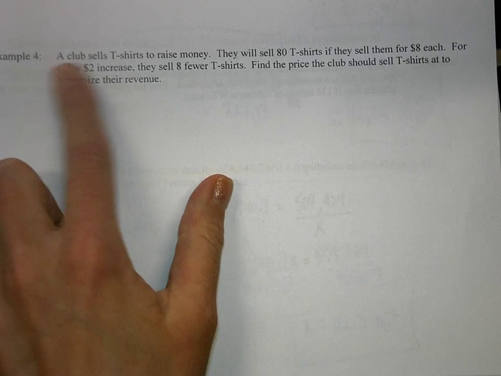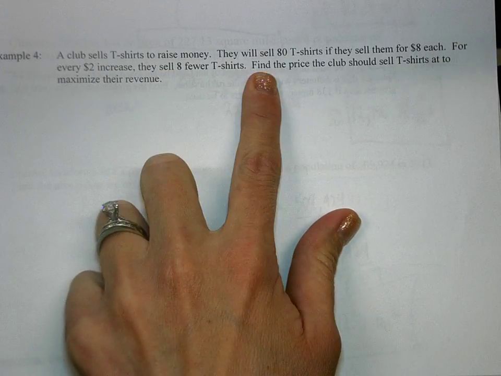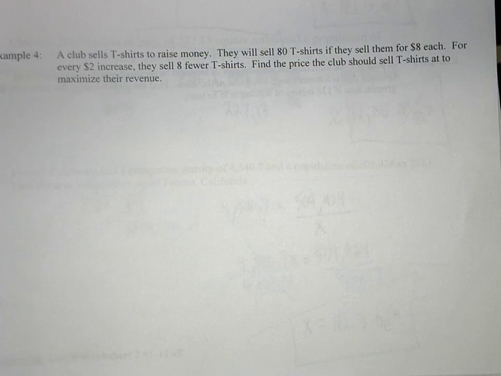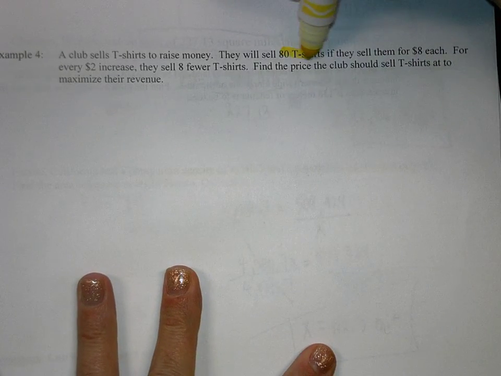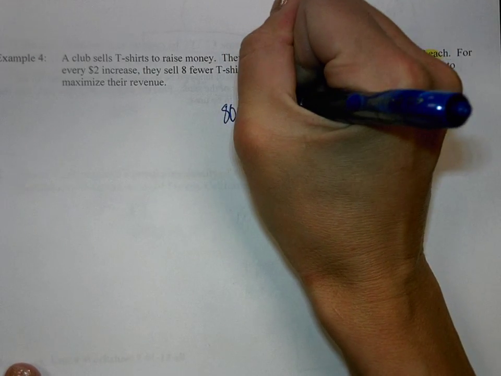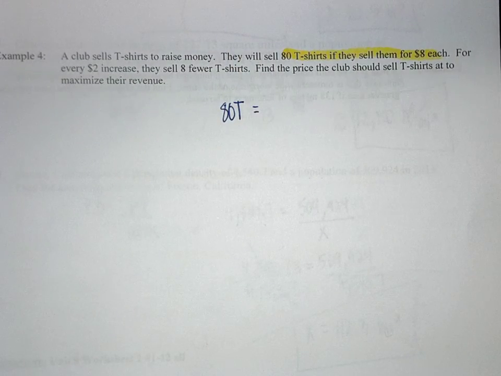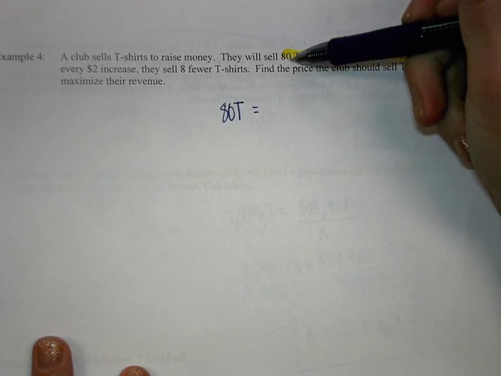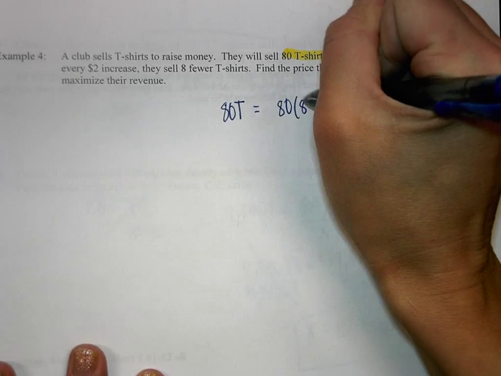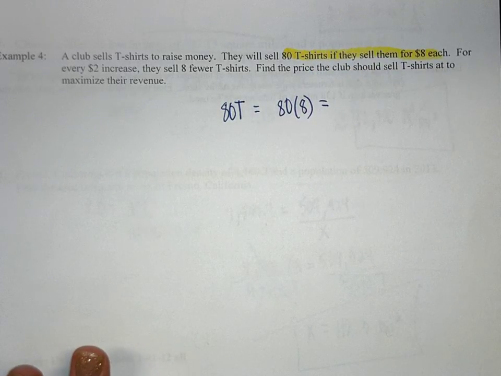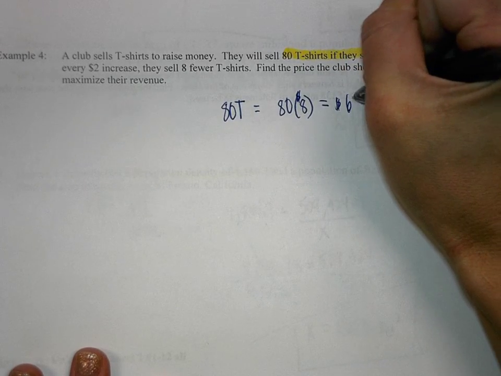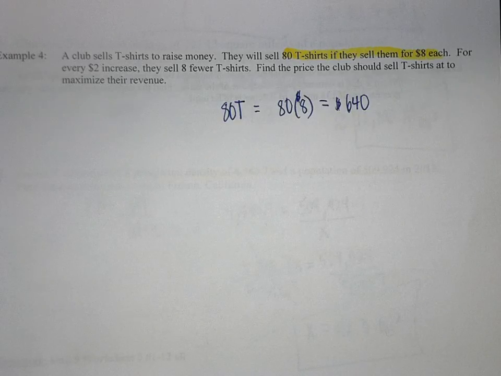It says, a club sells t-shirts to raise money. They will sell 80 t-shirts if they sell them for $8 each. So looking at this, I'm going to write a formula, okay? So 80 t-shirts, I'm going to write that as 80t equals, they would sell 80 t-shirts for how much money? Okay, so 80 times 8, and what does that equal? $640, right? Everybody okay with that?